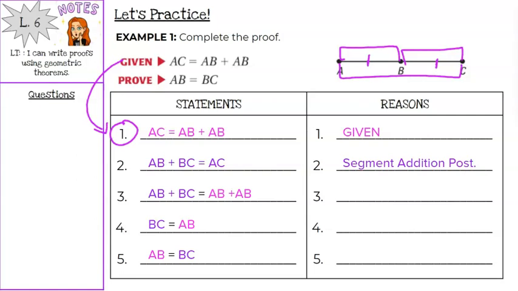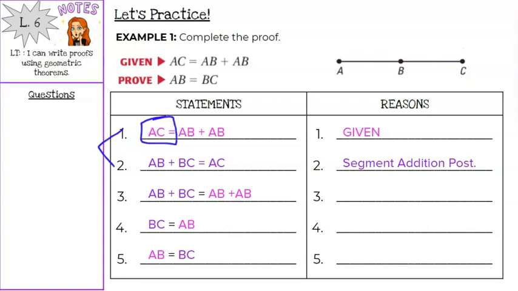So now we look at statements 1 and 2. We can see that AC equals AB plus AB and AC equals AB plus BC. So I have two different things equal to the same thing. That means I can take those two different things and set them equal to each other by what we call our transitive property of equality. Remember that crisscross? These two things are the same, so then I can set the other two things equal to each other.